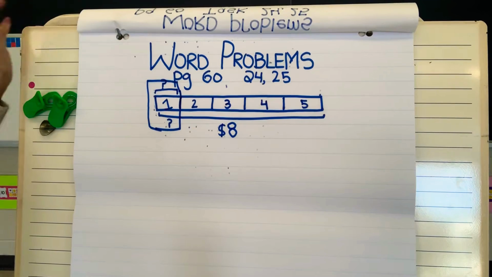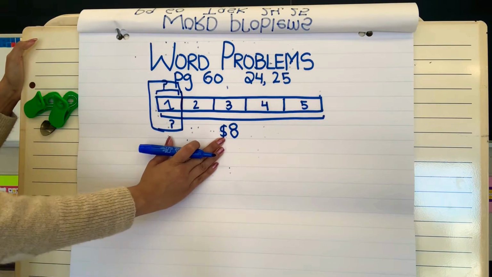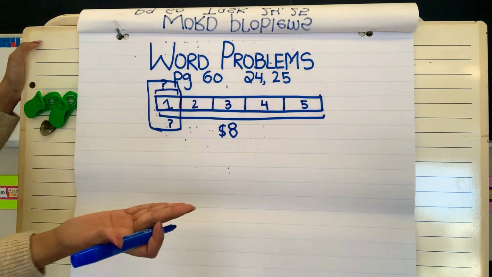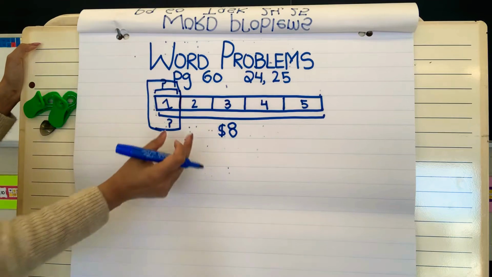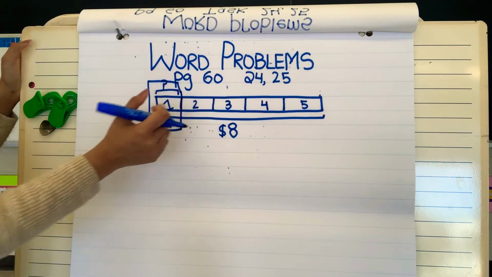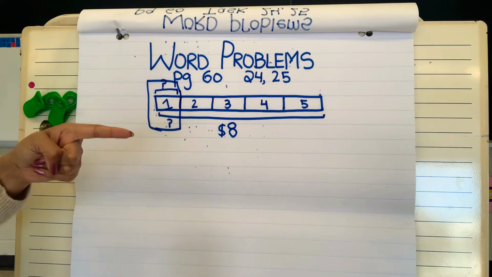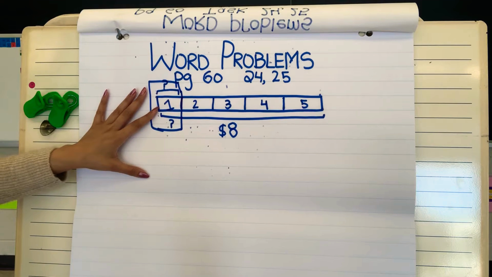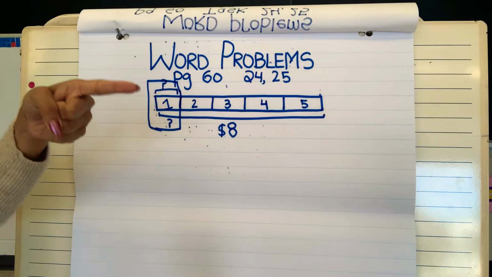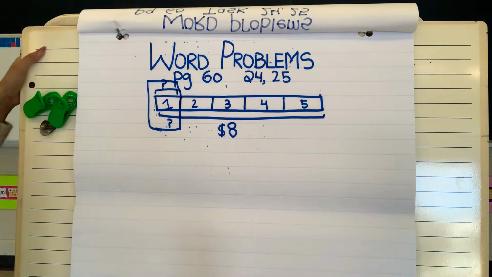So we know 5 units cost Allie $8. They're asking us how much 2 boxes cost. For us to find the value of 2 units, we first need to find the value of 1 unit. So we got the information, we drew our bar, and now we know what we need to find: the value of 1 unit. That's the first thing we need to find.